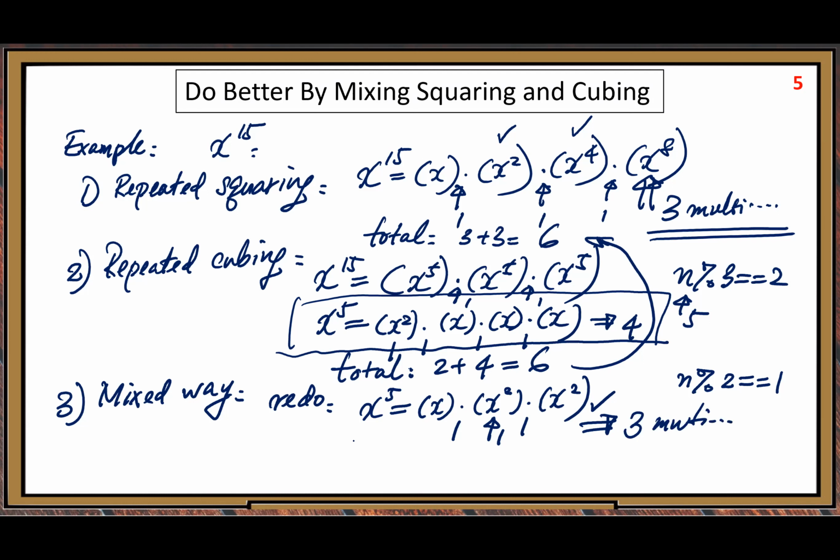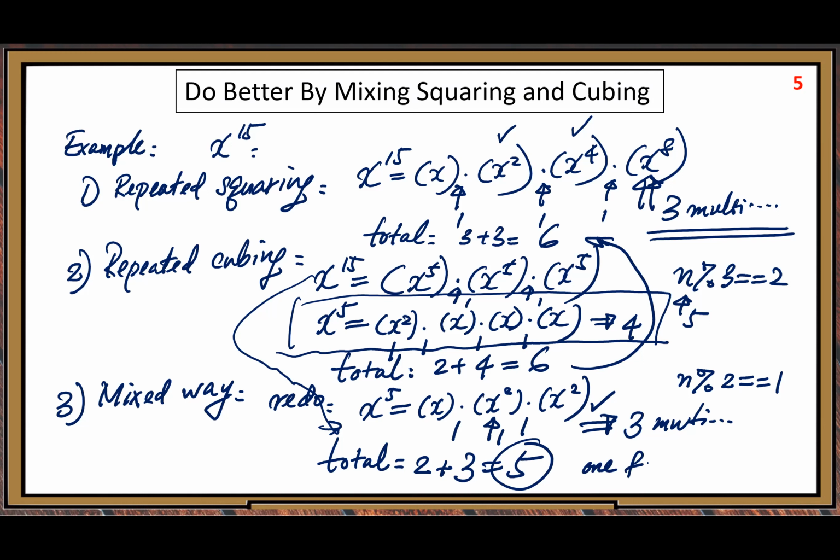Okay, all right. Then the total, the first time for the cube, that's 2 plus 3 equals 5. 5 is better than method 1, method 2, right? 1 multiplication fewer. Okay, a better solution.